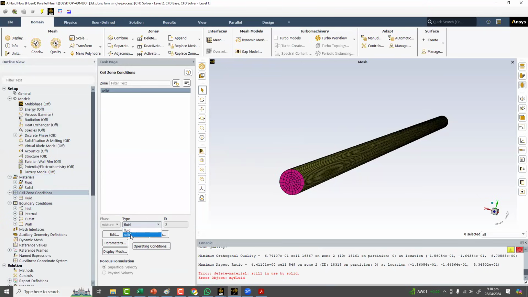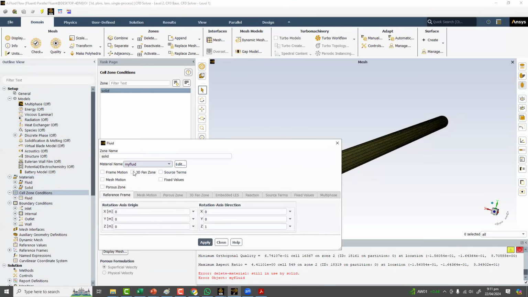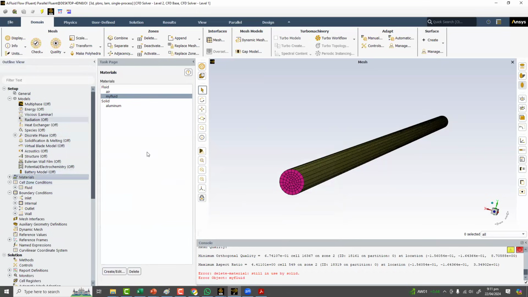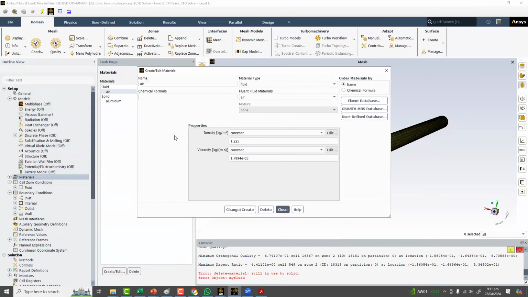The second is solid. Solid means it's only used for heat conduction, not for any flow. So here you can see that we have two fluids. Right now my fluid is there, and if I change to air, now air will be the working fluid for my pipe. Okay, just an example. Now if I go back to materials and I want to delete my fluid here, then I can click on delete. Okay, now go back to air.